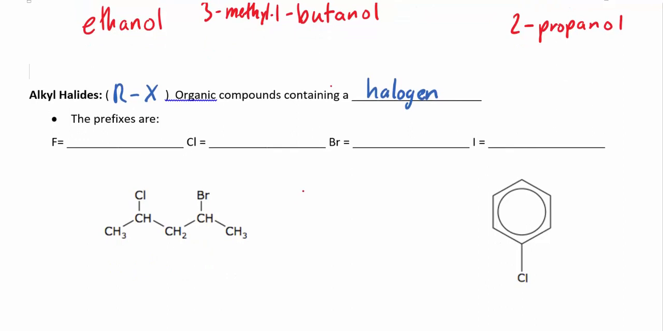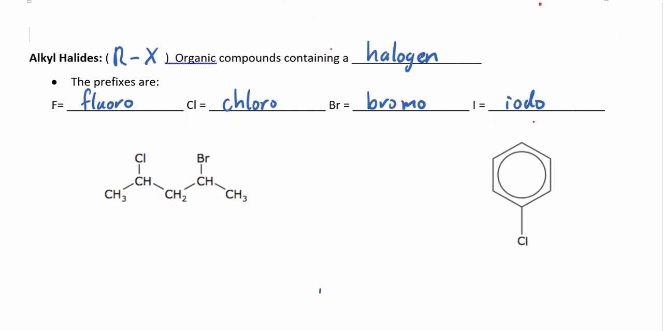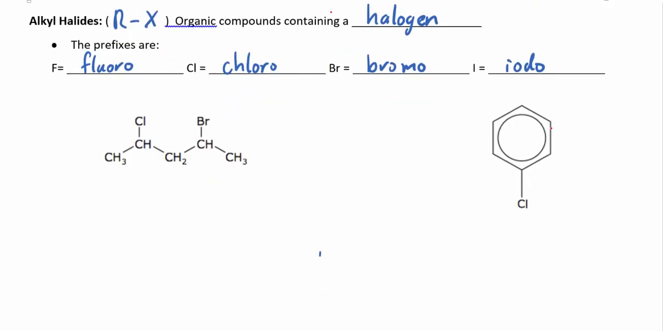We're gonna name these with prefixes. And so the prefixes are as follows. For fluorine, we're gonna call it fluoro. For chlorine, chloro. For bromine, bromo. And for iodine, iodo. And so again, we're going to follow a lot of the same rules that we've seen so far, where we're going to identify our parent chain, number it off, and then give the location of the halogen in each of those cases.